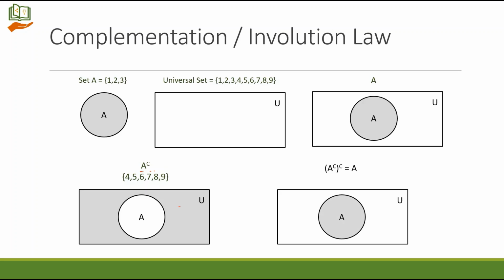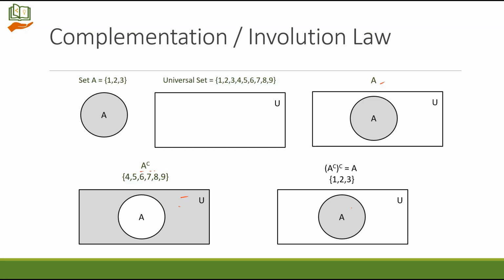So you are starting with A. When you apply complement, the shaded region goes to the universal part. Again when you apply complement, it gets back to A. So the complement of A's complement will give you A again. Taking 4, 5, 6, 7, 8, 9, when you take the complement of this, you will end up with 1, 2, 3.